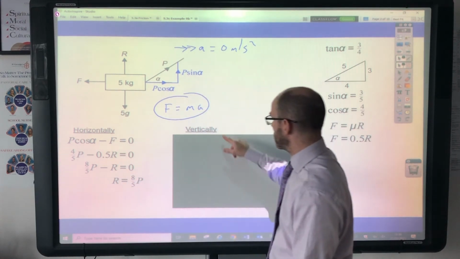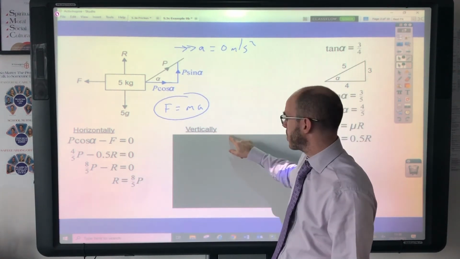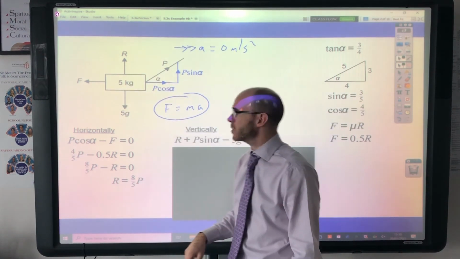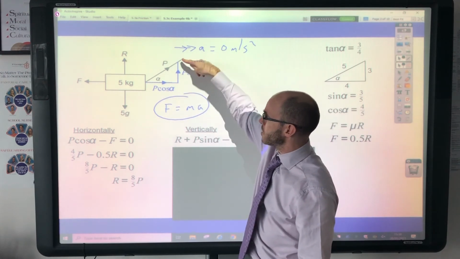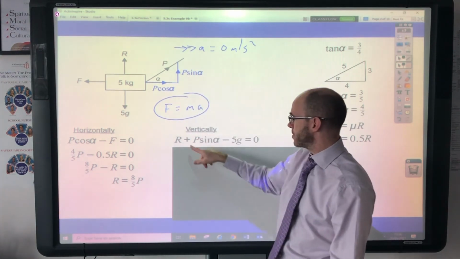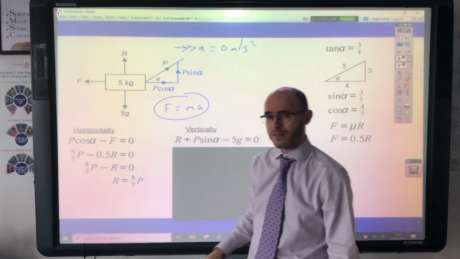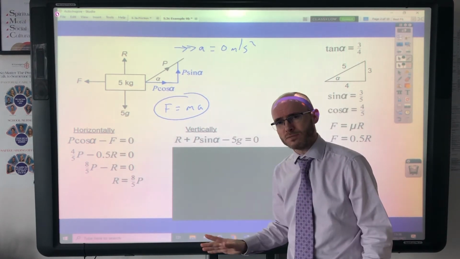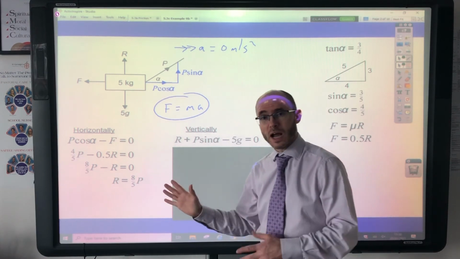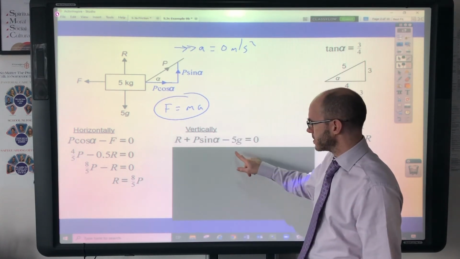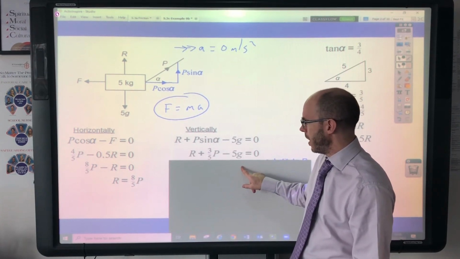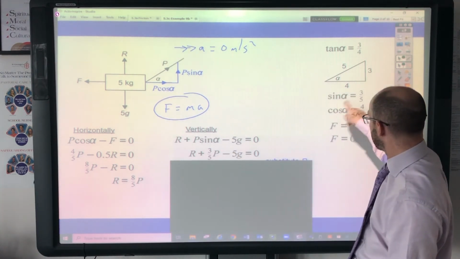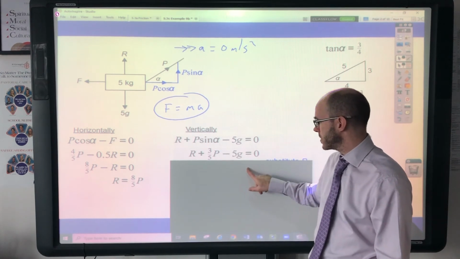Okay, so let's have a look at vertically. Well, vertically, what have we got? We've got R. I always take upwards as being positive, by the way. And then the vertical component of P, which is P sine alpha. So R plus P sine alpha. And then opposing that is the weight downwards, minus 5g. And of course, the acceleration vertically is 0 as well, because it's not moving at all vertically. And then let's see what we can do with that. So we've got R, and then 3/5 P, making use of sine alpha is 3/5, minus 5g equals 0.